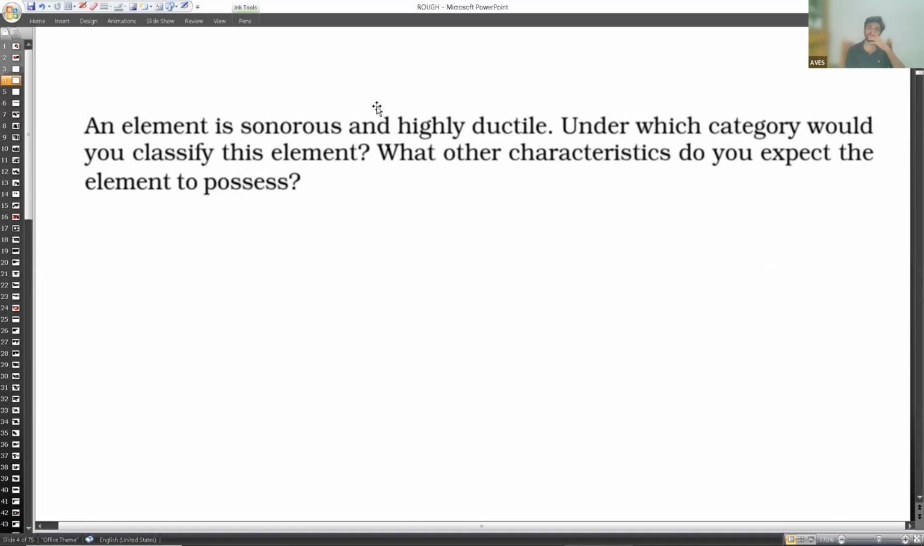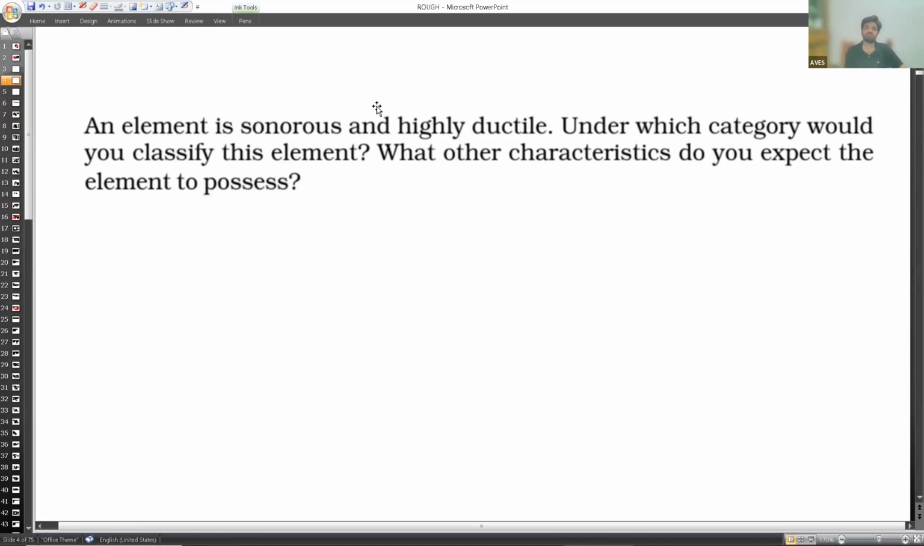So what should be the answer for this question that we were discussing? Sonorous are those which produce sound. Okay, and the ductiles are those that can be drawn into thin wire. These types of elements we call metals, because metals possess this type of property.